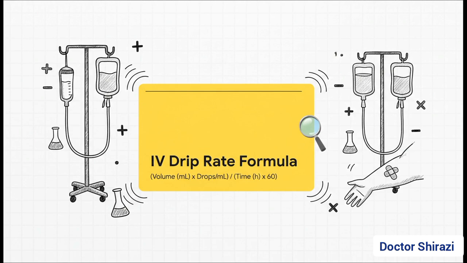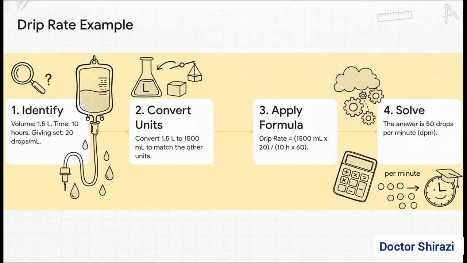And since we want drops per minute, we have to multiply those hours by 60 on the bottom to get our total time in minutes. See? It's all about making sure the units match up. Let's walk through an example. A patient needs 1.5 liters of fluid over 10 hours, and our set delivers 20 drops per milliliter.